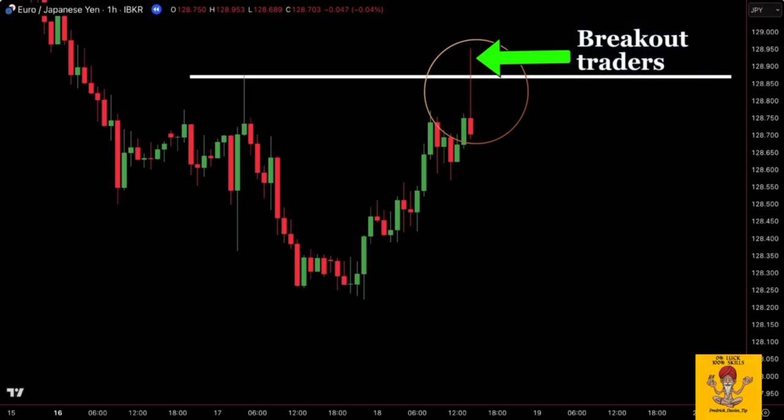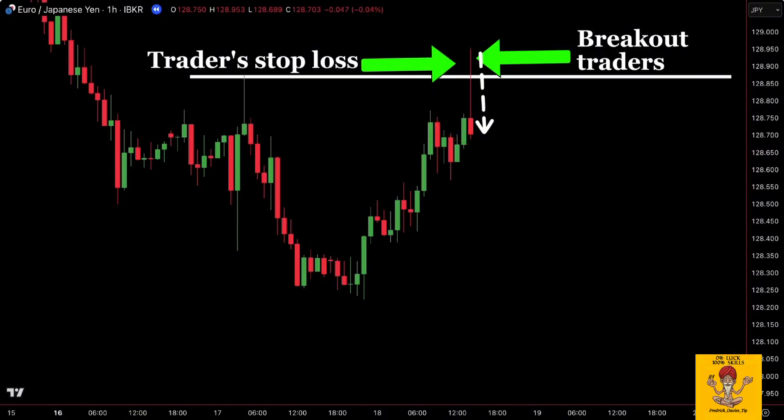Breakout traders enter thinking a new trend is starting. At the same time, traders with stop losses just beyond key levels get taken out. Once enough liquidity is gathered, price snaps back, leaving both groups trapped. The candle closes far from the wick's extreme, showing strong rejection. Those who entered on the breakout are stuck in losing trades. Those who got stopped out are left frustrated. This whole move was engineered. It's not random.